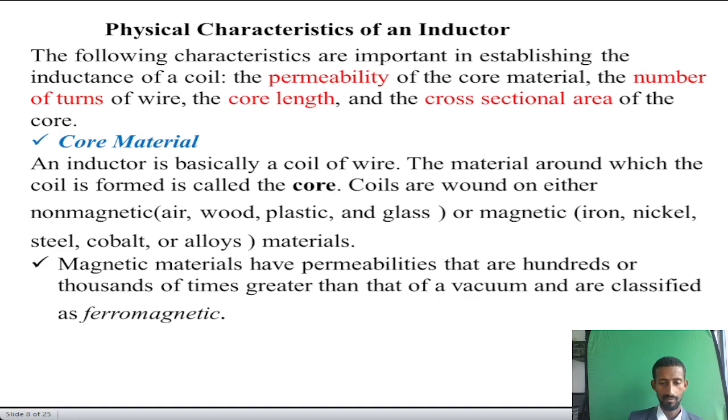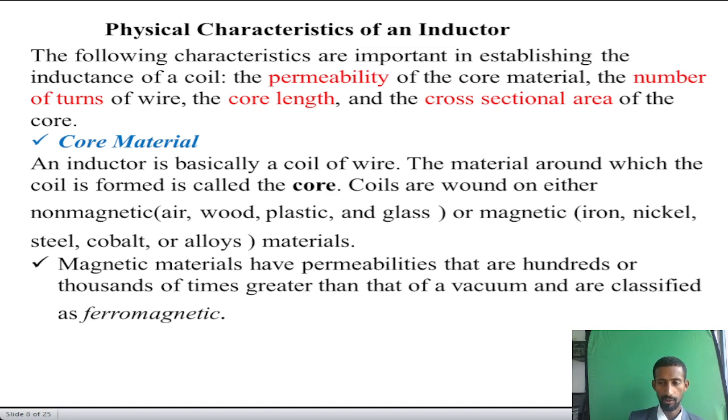Let's see the first one, that is the core material. That means the material into which the coil will be wound. If you remember from your introduction to machines course, when we talk about transformers, the transformers have a core on which the windings are wound. That core may be made from different materials. Here in an inductor, a core is also there.